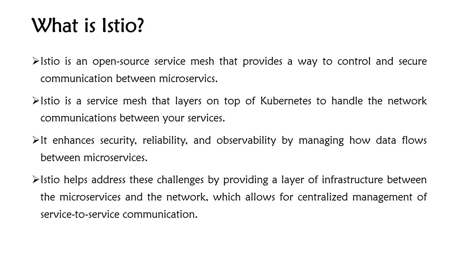Istio is an open source service mesh that provides a way to control and secure communication between microservices. Istio is a service mesh that layers on top of Kubernetes to handle the network communication between your services. It also enhances security, observability, and reliability by managing how data flows between microservices. Istio helps address these challenges by providing a layer of infrastructure between the microservices and the network, which allows for centralized management of service to service communication.